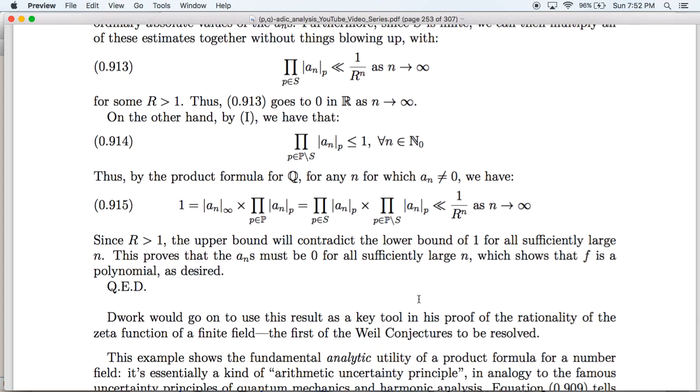This was later proved using fancier techniques, but the p-adic analytic proof was the first one, and this was actually the first of the Weil conjectures to be resolved.